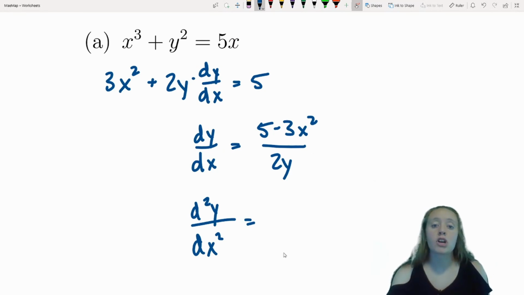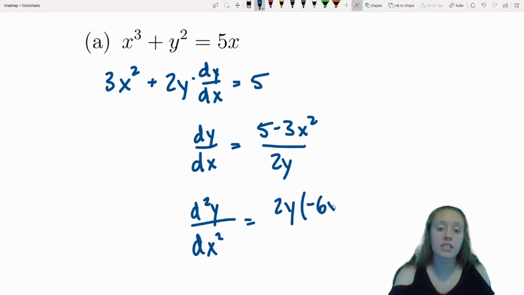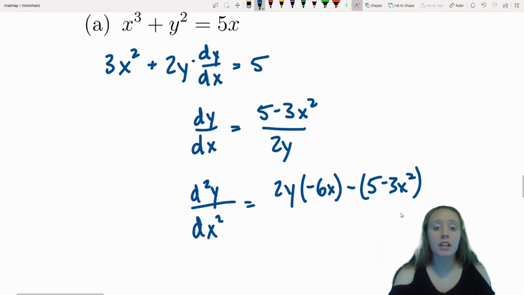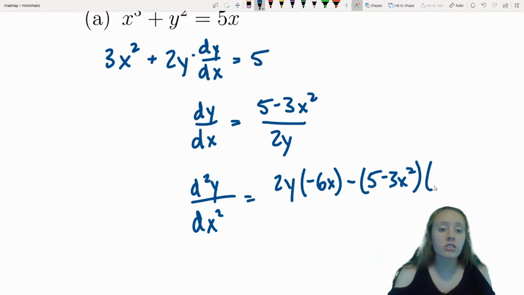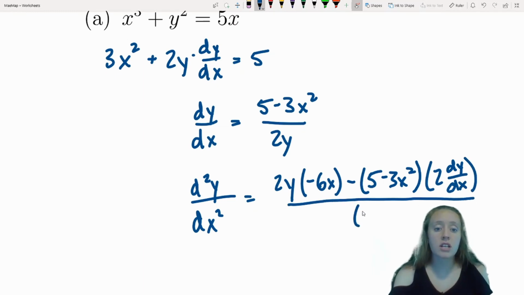How am I going to do that? Low d high minus high d low all over low squared, the quotient rule. So low, 2y, times the derivative of my numerator, which is negative 6x, minus high, which is 5 minus 3x squared, times the derivative of my denominator. By the constant multiple rule, pull that 2 out in front. So we'll get 2 times, what's the derivative of y? That's 2 times dy/dx. And that's all over my denominator squared, which is (2y) squared.